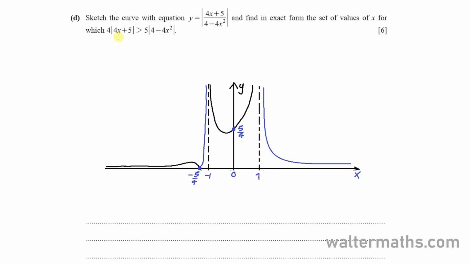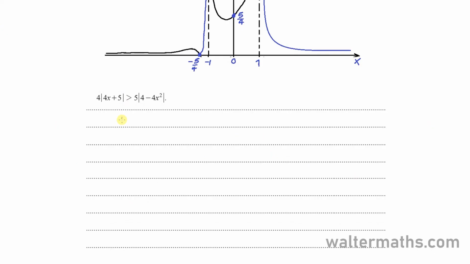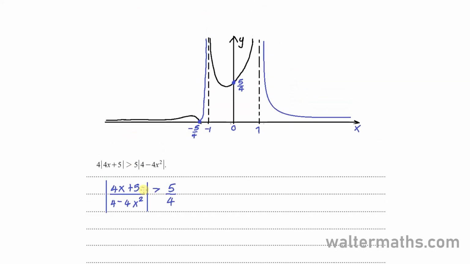So next we want to solve for this inequality. So let me paste it here. And it's the same as we have the modulus of (4x plus 5) over (4 minus 4x squared) being greater than 5/4. So that's the same thing, which means we are looking for the intersection of the graph of the modulus and the line y is equal to 5/4, which happens to be this line here.